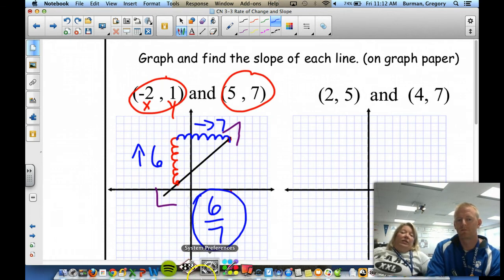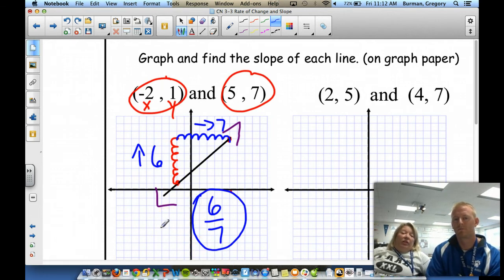And so that's how you can see that it's a positive line, because when you start at the lower side and you end at the higher side, so to speak, when you follow your line, you know it's a positively sloped line.